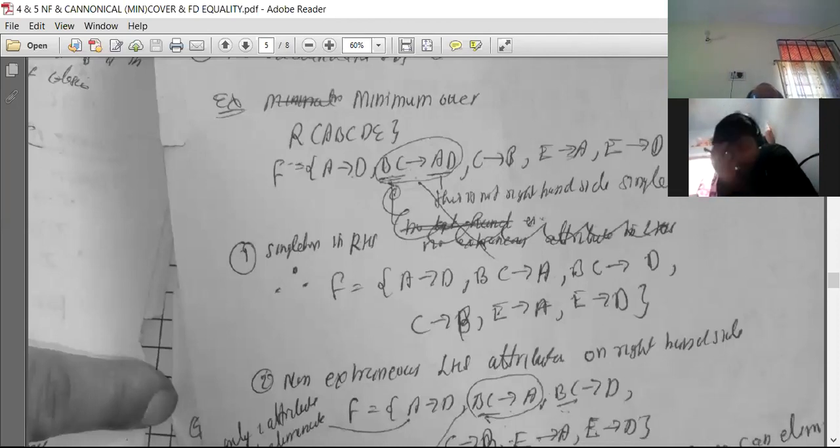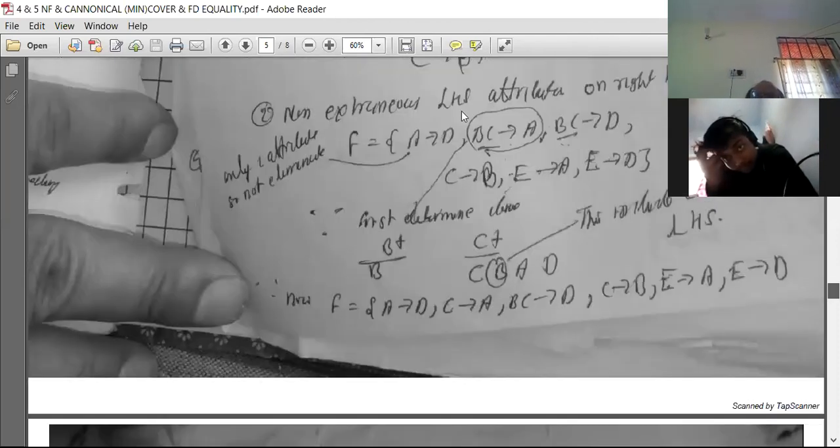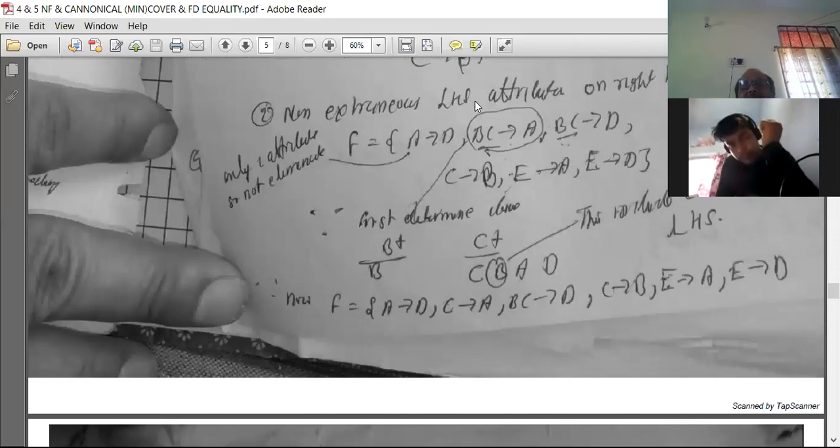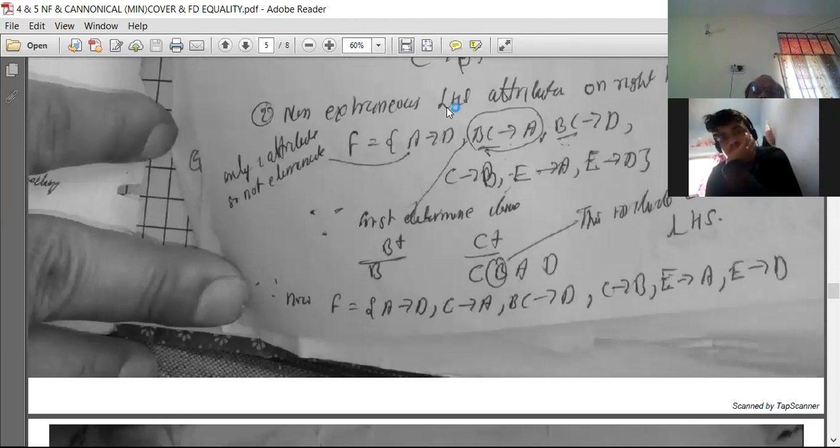Now our second condition is no extraneous left hand side. First I checked the right hand side, and now I am doing the same thing for the left hand side. If there are two attributes in the left hand side, we want to check whether an attribute is extra, or whether it is very much required.